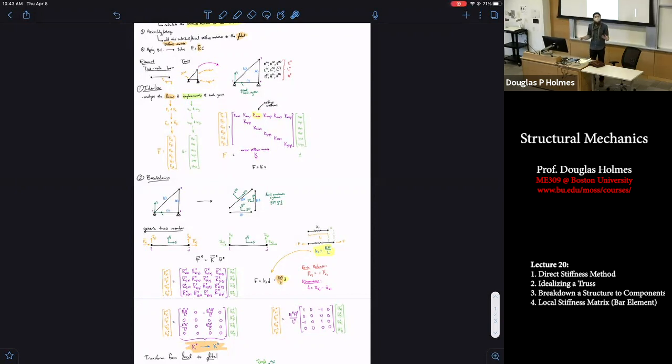And what are we solving for? We're solving for two things. We're solving for all the unknown forces. What are those physically? The unknown forces are your reaction forces. And we're solving for our unknown displacements, which obviously are just the displacements of the truss that we don't know. And that's how we are going to solve this system.